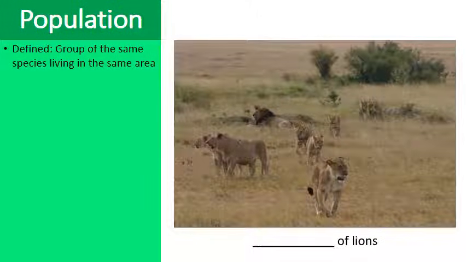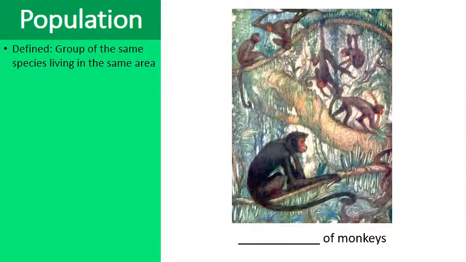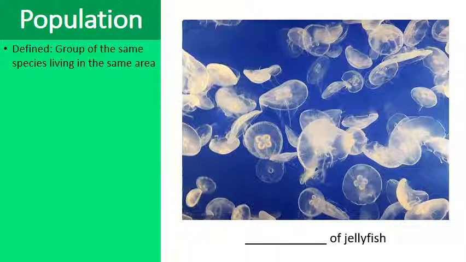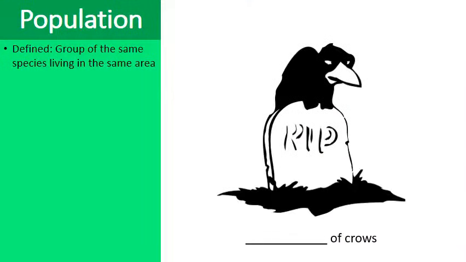How about this one? A blank of lions. That would be a pride. A blank of monkeys. That would be a troop. A blank of whales. Well, that would be a pod. A blank of jellyfish. Well, that would be a smack of jellyfish. And kind of my favorite one, blank of crows. That would be a murder of crows.